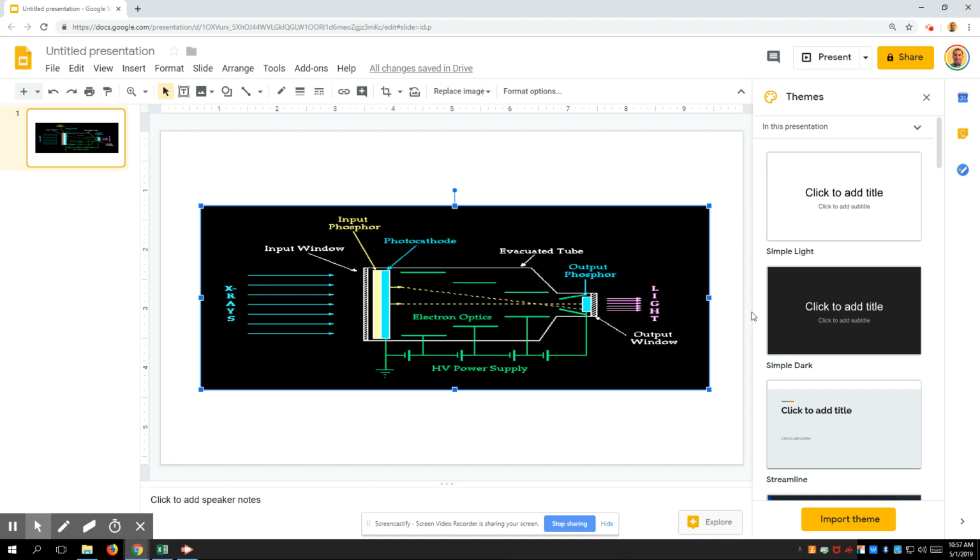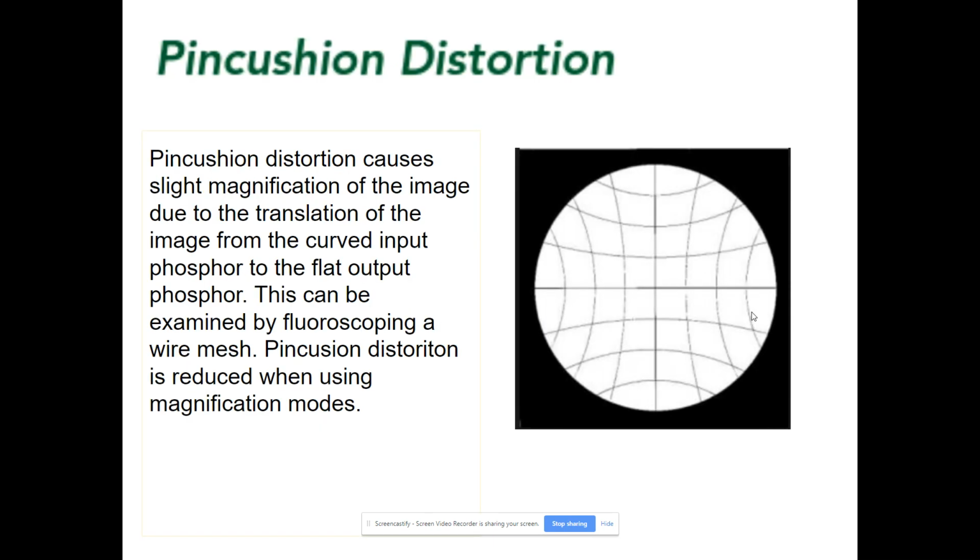Is everyone clear on that? Input phosphor is round, but the output phosphor is square. Hard to put round pegs into square holes, as they say. And that can cause a little bit of distortion. Some of that distortion is reduced when you use magnification mode. Honestly, I don't know if it's worth using certain magnification modes just to reduce pincushion a little bit, because after all, you're getting at least two times the dose when you use magnification mode, right? So I don't know if that trade-off is worthwhile.